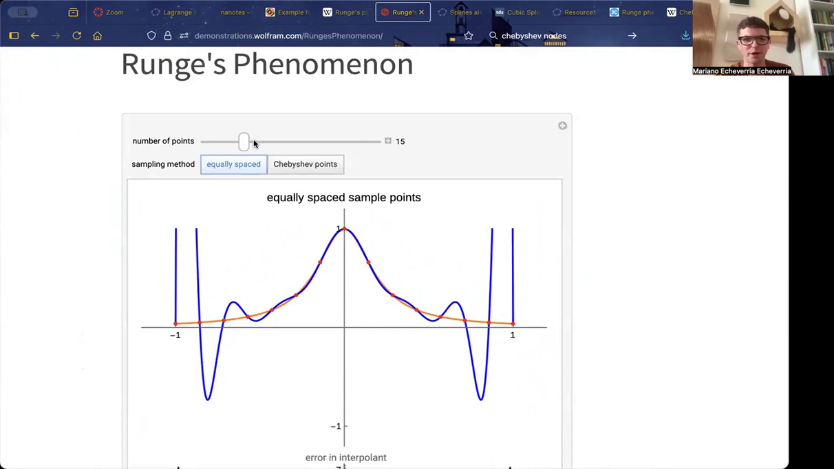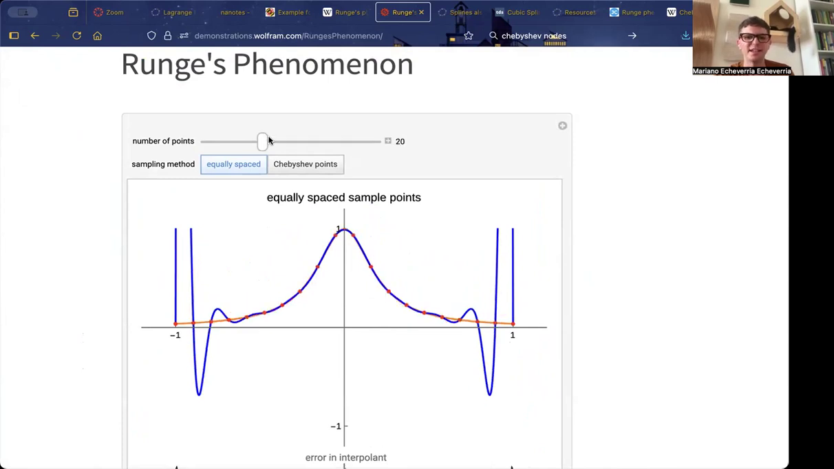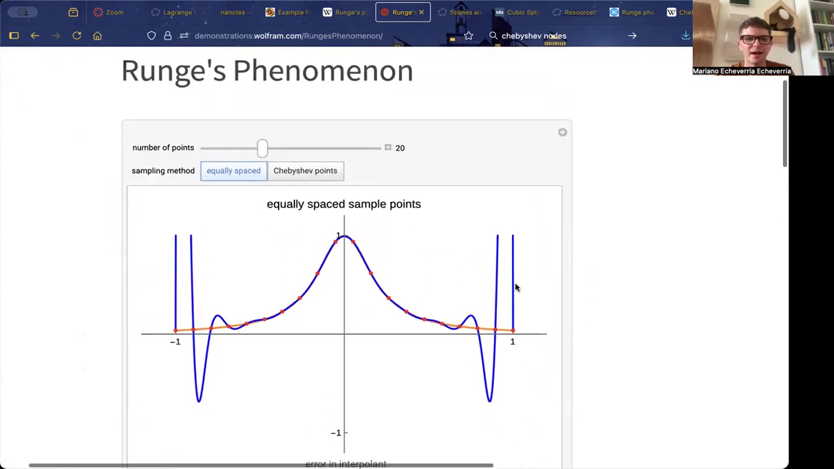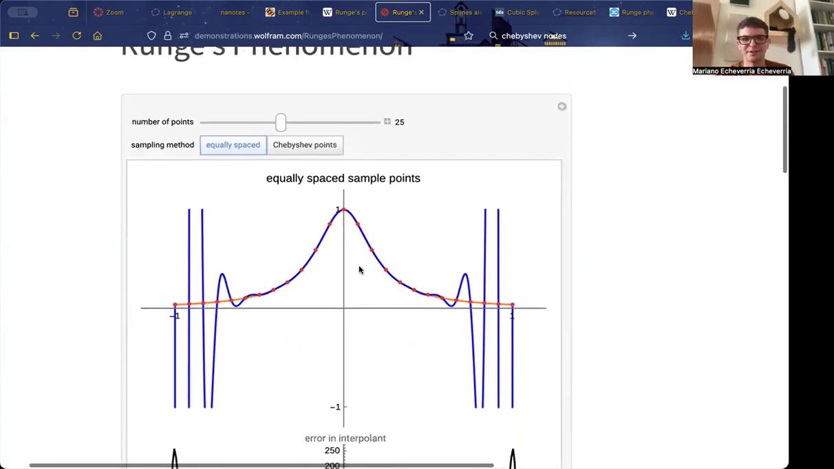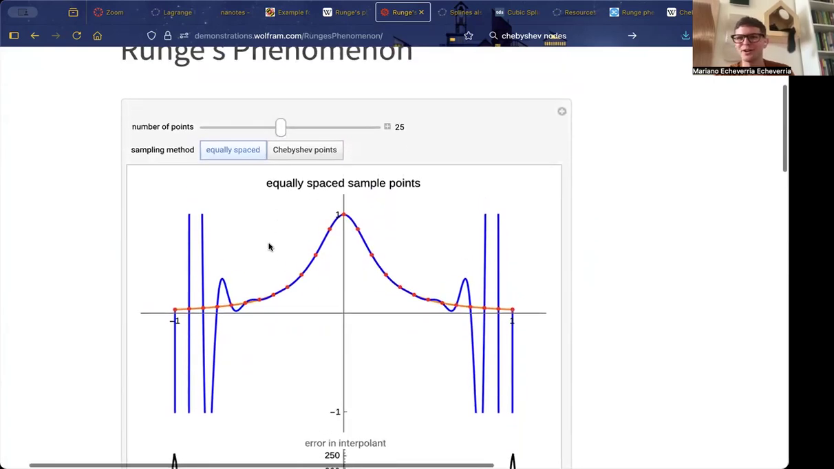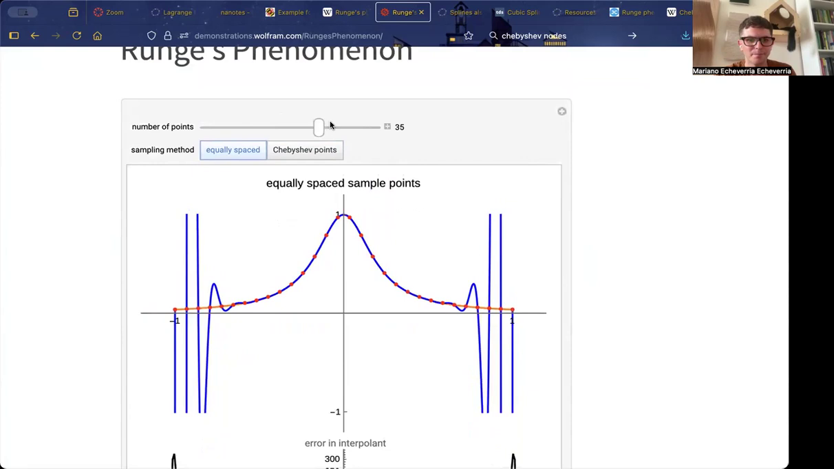And let's say if I put 20. If I could zoom out a little bit, it would look better. But let's see. Okay, this is even better. And now with 25 points, it is fluctuating even more. Let's see if I can put 30.